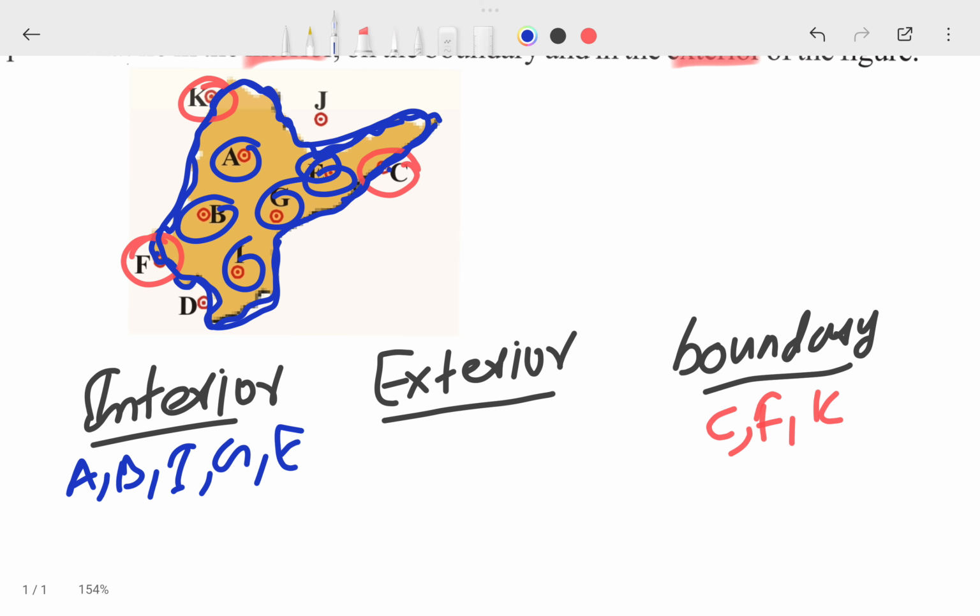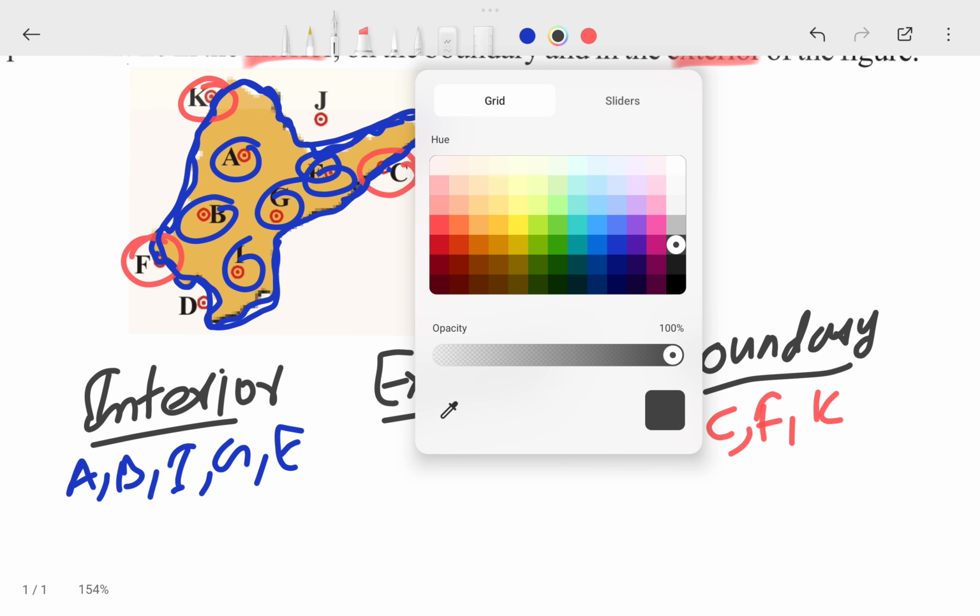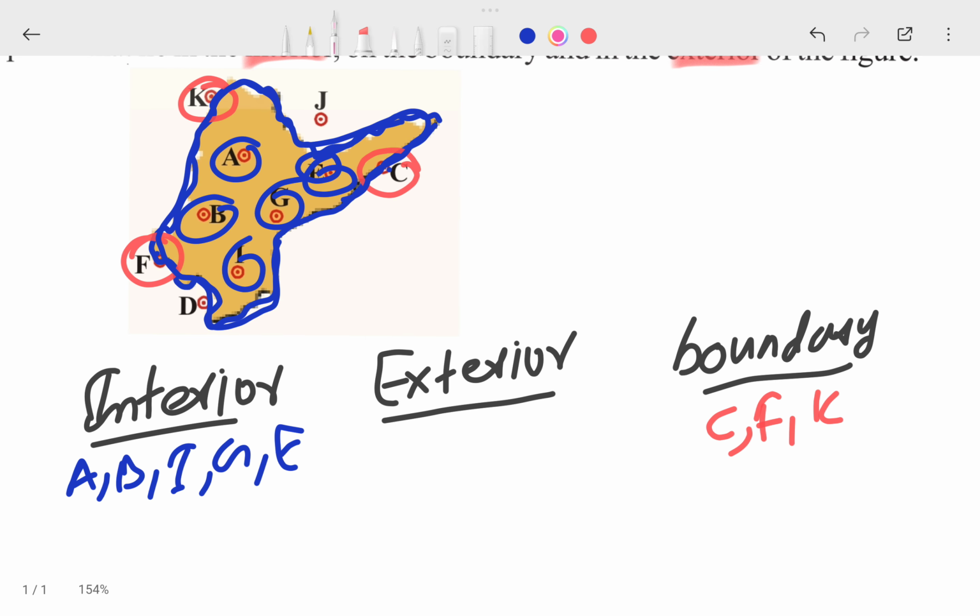These figures are in the inside of the boundary. Okay, what is in the outside of the boundary? What do we have to write? We have to write outside of the boundary. So if you see, J is the outside of the boundary.